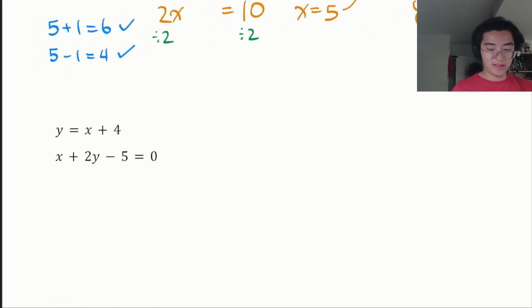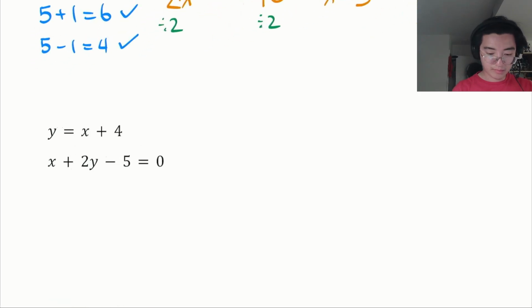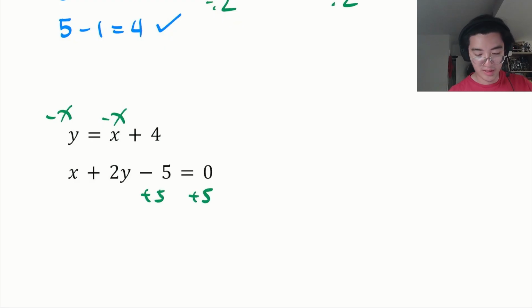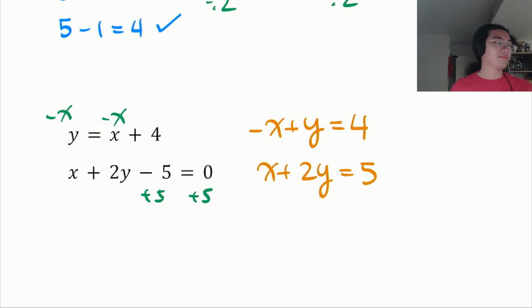Okay, second example. Once again, we want everything in general form. So we can subtract x from both sides on the top, and add 5 to both sides at the bottom to convert those into general form. X plus 2y equals positive 5. We always want x plus y equals a constant. It doesn't always have to be plus, remember, it can always be minus.